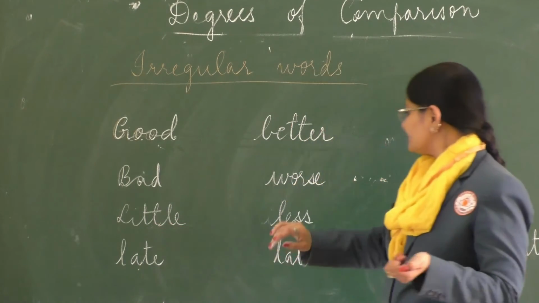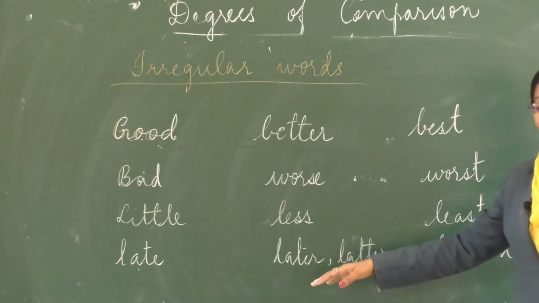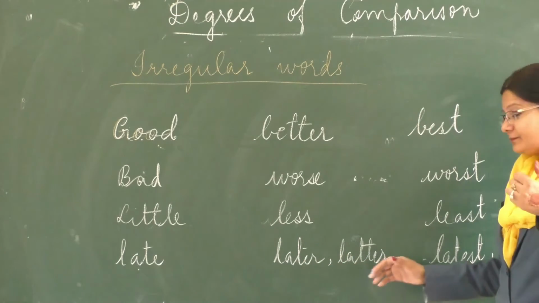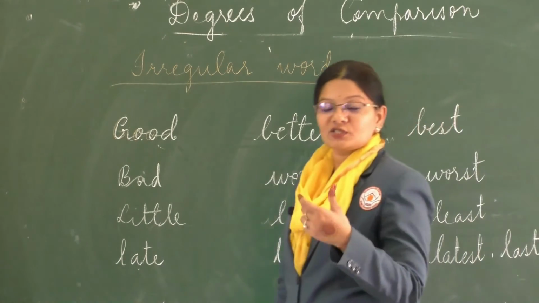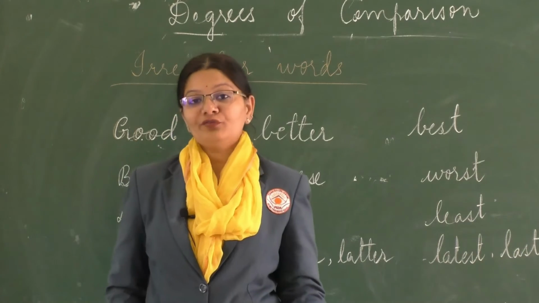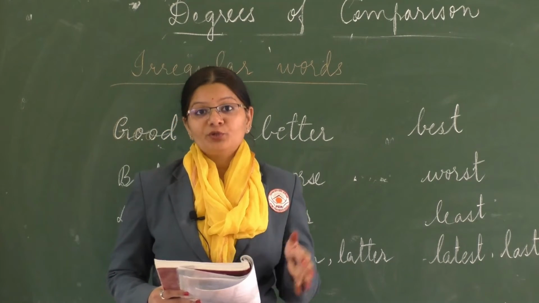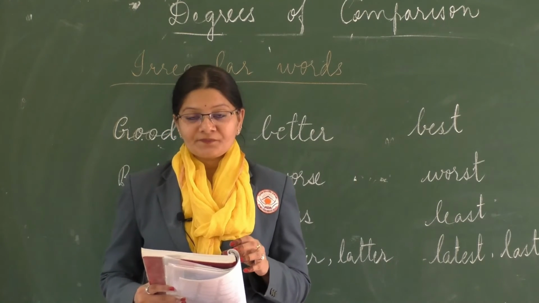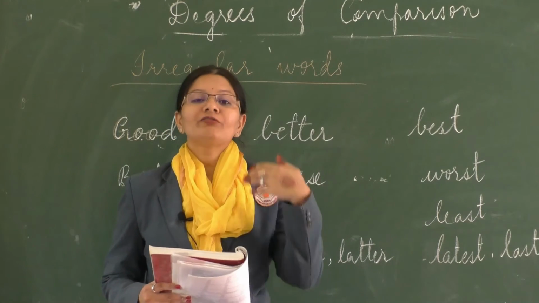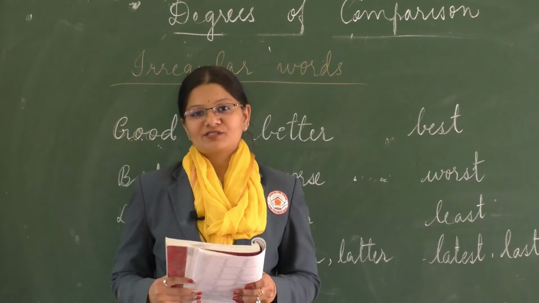Then we have little, less, least. You have late, later, latter. Then you have latest and last. So these are some of the examples of the irregular comparison. So kids, I hope you all have understood these concepts under adjectives. Apply these rules to solve the next exercises given in your grammar books.